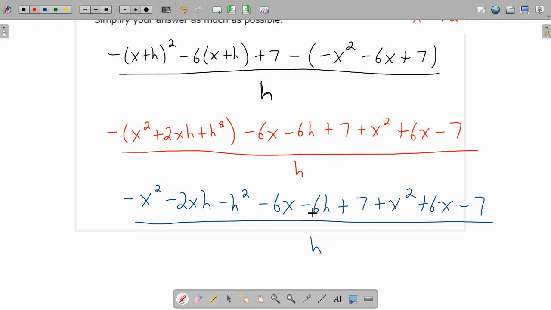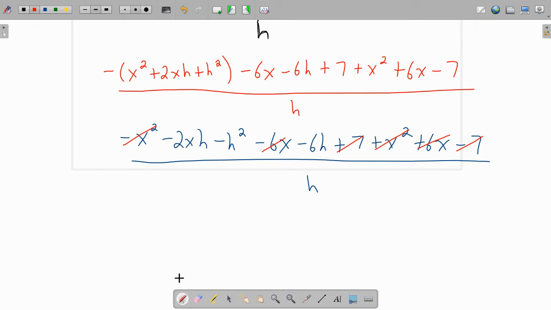And if we did this right, all your non-h's should disappear. So negative x squared and x squared cancel. Minus 6x plus 6x cancel. Plus 7 minus 7 cancel. Okay, so we're only left with pieces with h's.